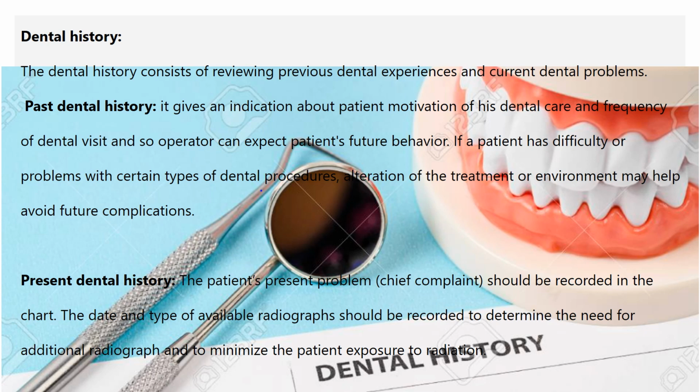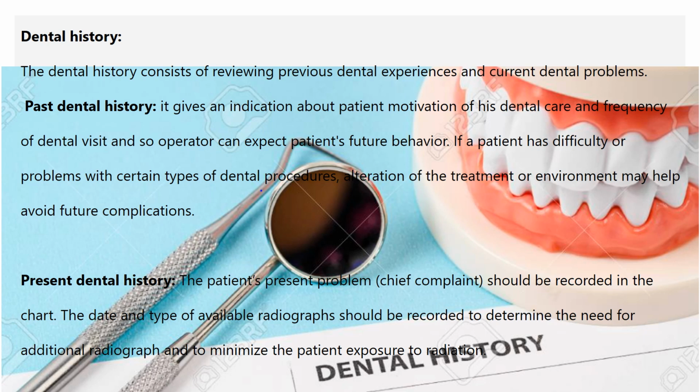Dental history. So the dental history consists of reviewing previous dental experience and current dental problems. Past dental history gives an indication about patient's motivation for dental care and frequency of dental visits, so the operator can expect future behavior. If a patient has difficulty or problems with certain types of dental procedures, alterations of the treatment or environment may help avoid future complications.